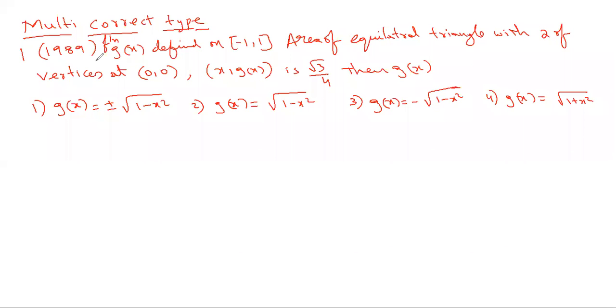So if you read the question carefully, a function g of x is defined on -1 to 1. On means from -1 to 1 to -1 to 1, so both domain and codomain are -1 to 1. The area of an equilateral triangle with 2 of its vertices as given is root 3 by 4. For that, we need to know the area formula. For an equilateral triangle, if the side is A, the area equals root 3 by 4 A square.